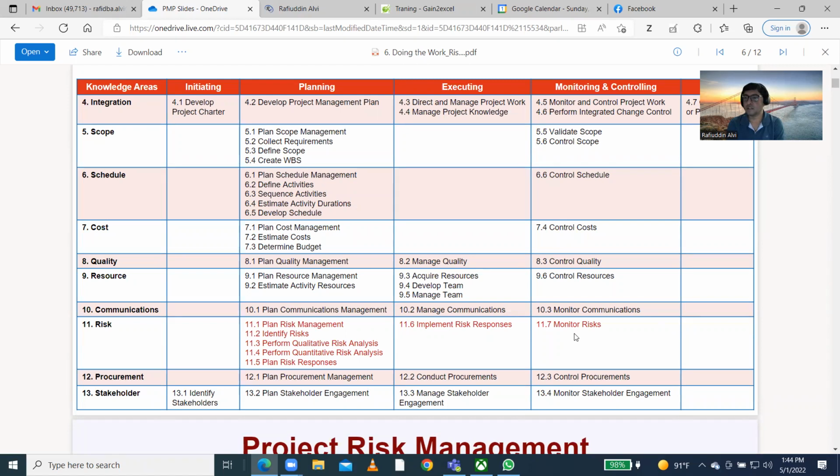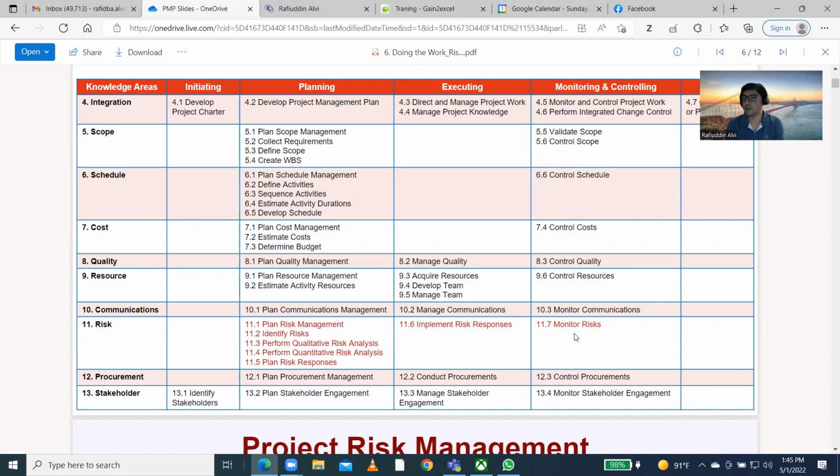Once you implement the risk response, you will see what other additional risks will occur. That is called a secondary risk. Sometimes if you implement the risk response, you will also face some additional things, like side effects, you can say. Those are called secondary risk.